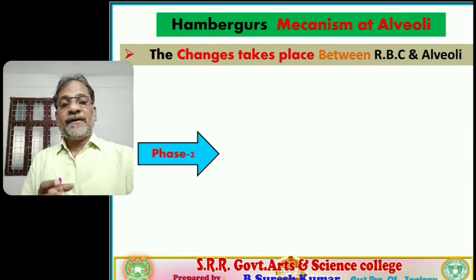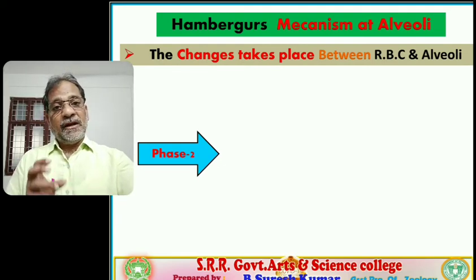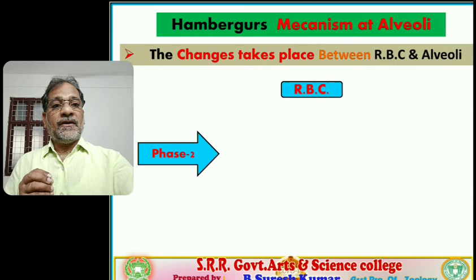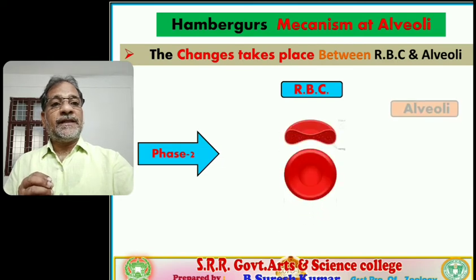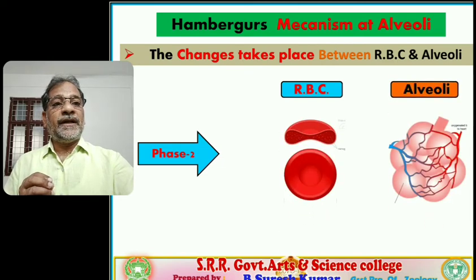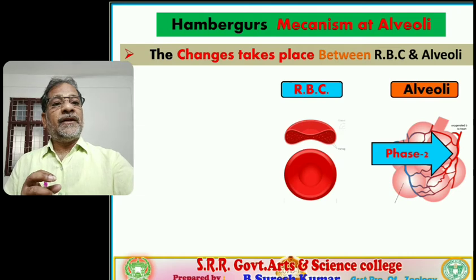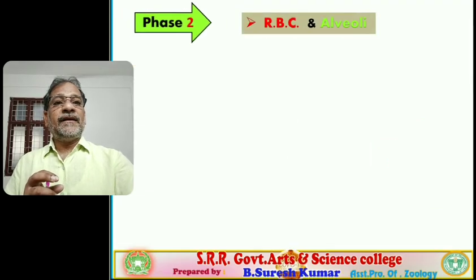So phase 1 is completed at the tissue. Now phase 2 is going to extend between RBC and alveoli. These are erythrocytes and this is alveoli. The cluster of alveoli is like a bunch of grapes present in the lungs. So now these changes are going to extend between RBC and alveoli. Let us see the changes.